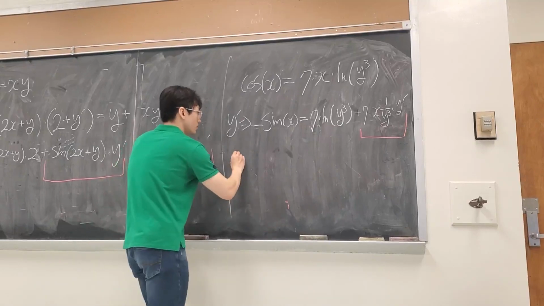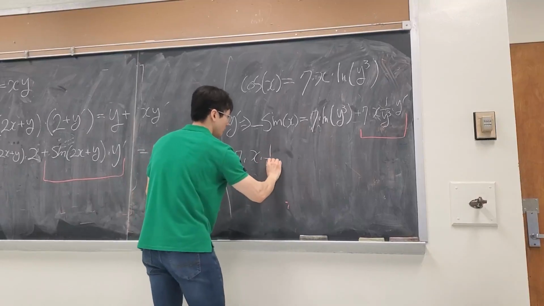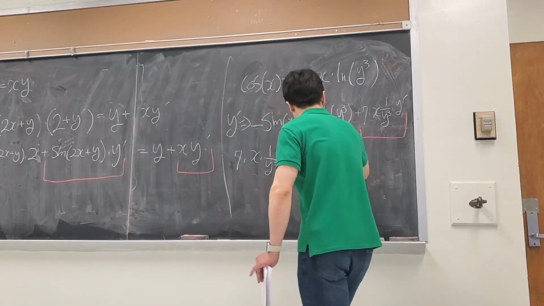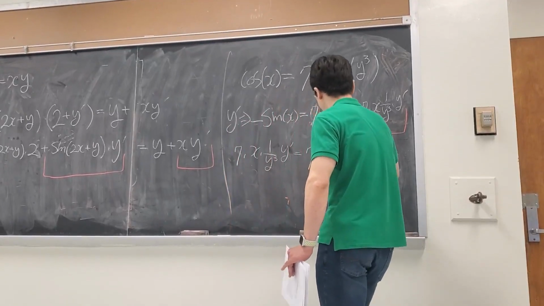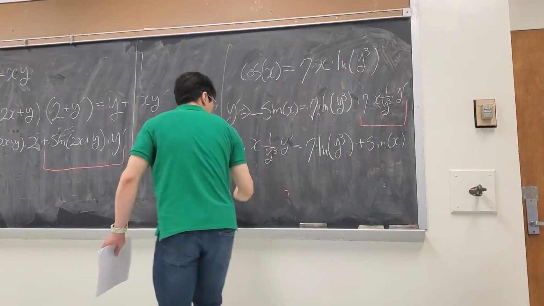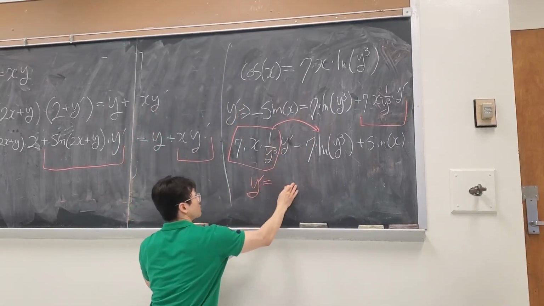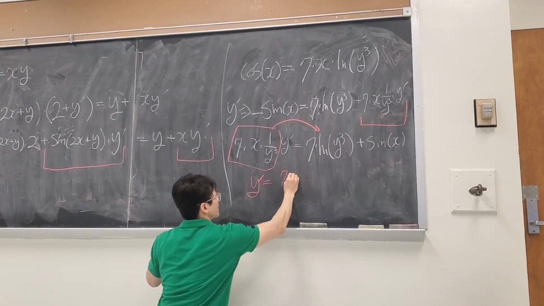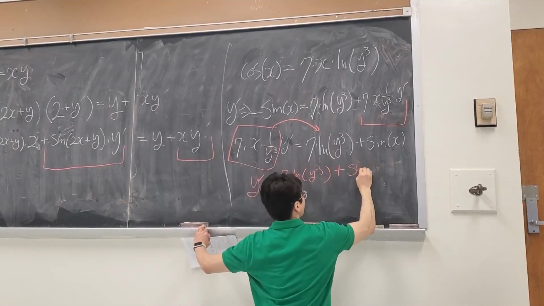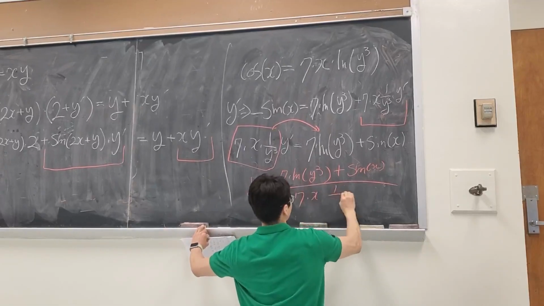So 7x over y cubed times y prime is equal to 7 ln y cubed plus 9x. Therefore, once you move this to the other side, y prime is equal to 7 ln y cubed plus 9x over so long. It would be negative.